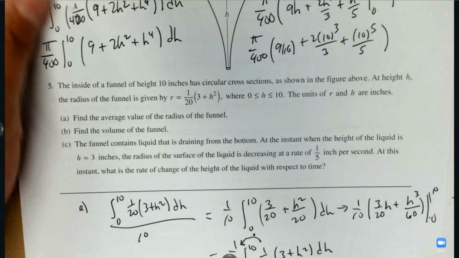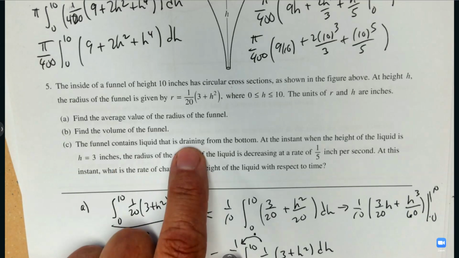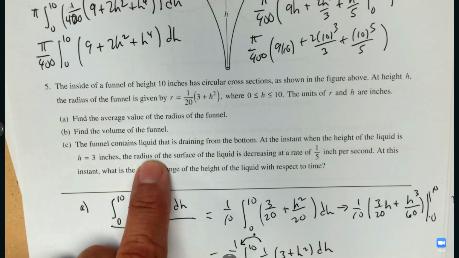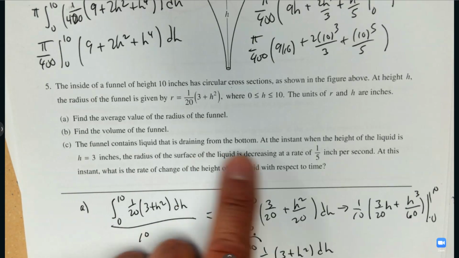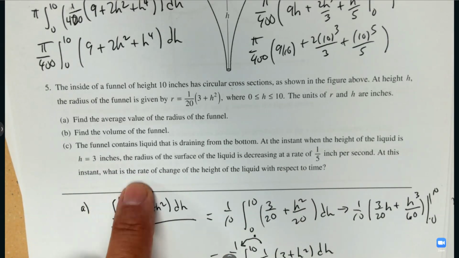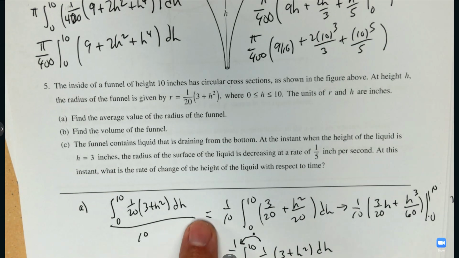All right, last question. A funnel contains liquid that is draining from the bottom. At an instant when the height of the liquid is 3 inches, the radius of the surface of the liquid is decreasing at a rate of 1/5 inch per second. At this instant, what is the rate of change of the height of the liquid with respect to time?